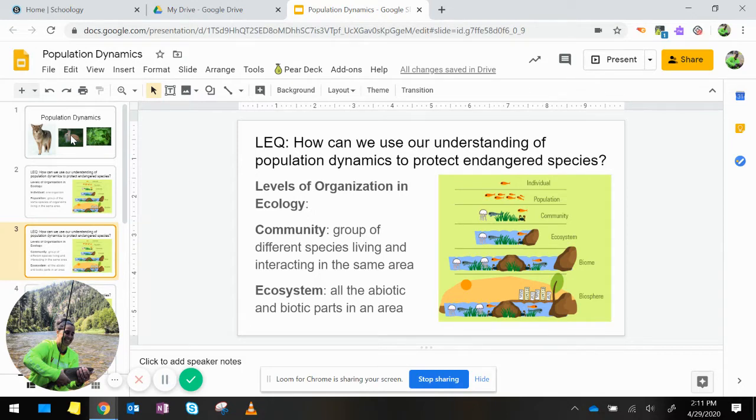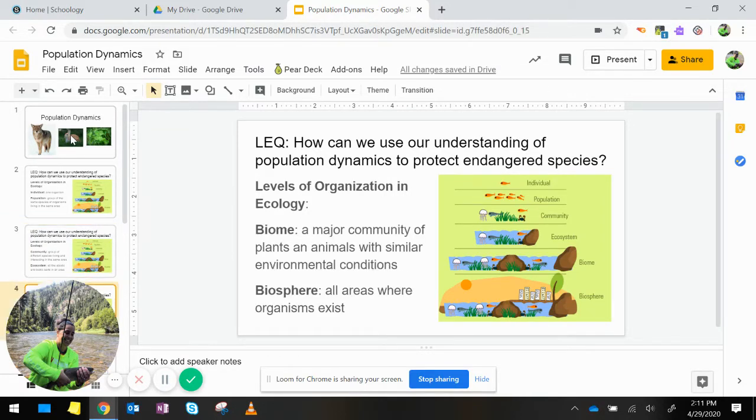If you forget what abiotic and biotic means, we're going to be looking at that a little bit later on. A biome is a major community of plants and animals with similar environmental conditions, and a biosphere is all areas where organisms exist. So basically, the biosphere is our Earth.